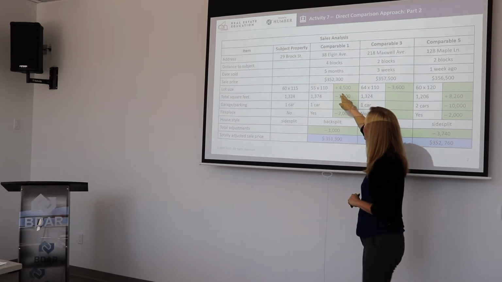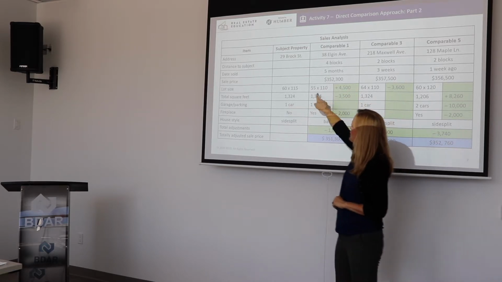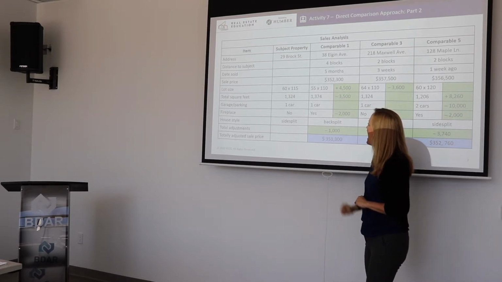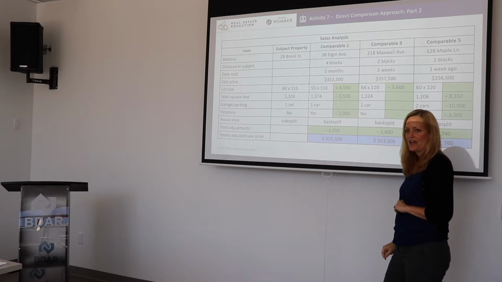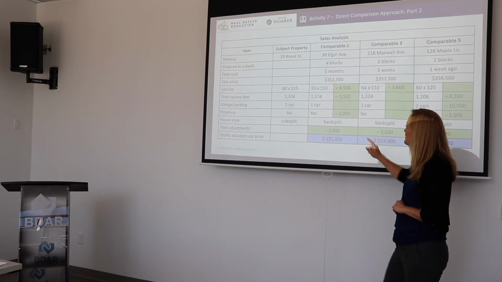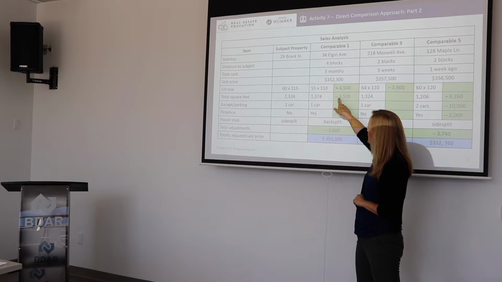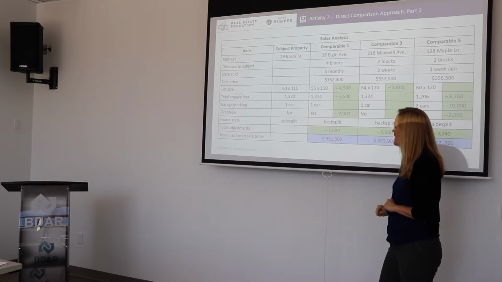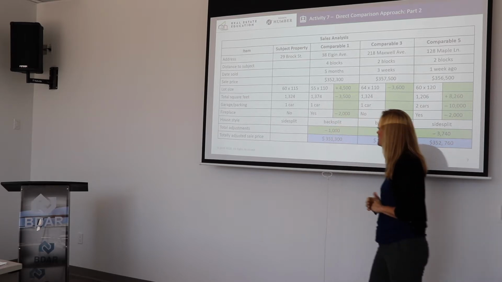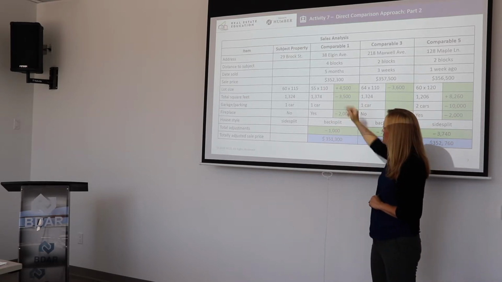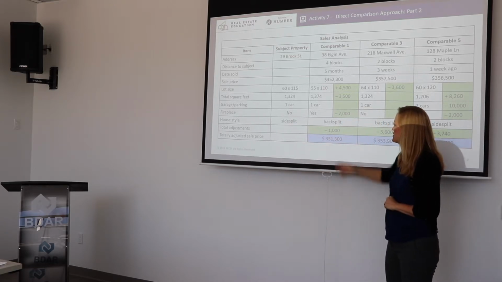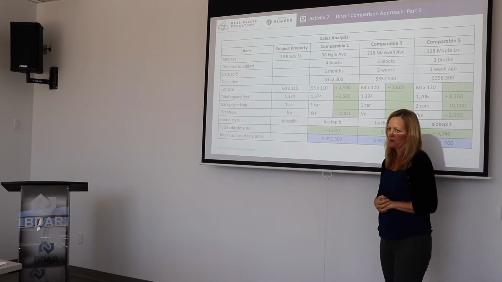Comparable 1, the lot size. You can see the difference here, 55 compared to 60, so we had to add on to the lot size, 4,500. The total square footage was different here, so we actually had to subtract because this was superior to the subject property. Garage was the same. This property has a fireplace, subject property does not. So we subtracted 2,000 for the fireplace on this one.